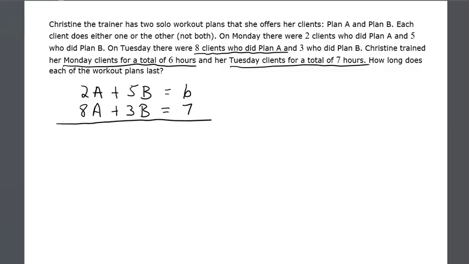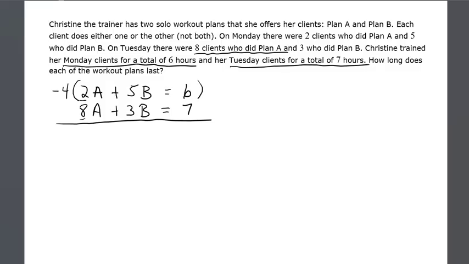So I'm going to eliminate A. It doesn't matter, I just chose A. In order for me to eliminate A, their coefficients have to be opposite. So I look for a common multiple of 2 and 8, which would be 8. One of these coefficients has to be 8 and the other negative 8. Since the second one is already 8, I need to multiply the first one to make it its opposite, negative 8. So I'm going to multiply by negative 4.